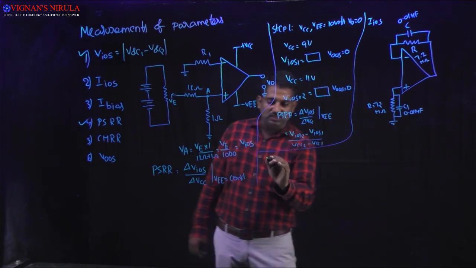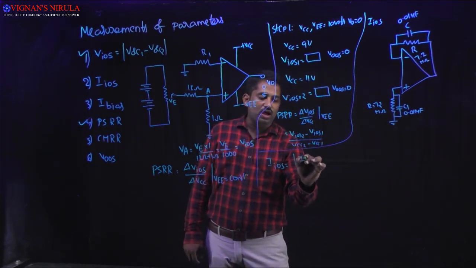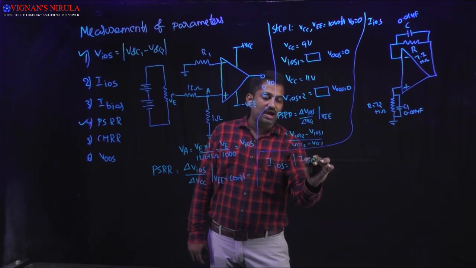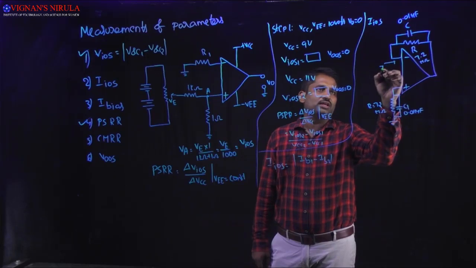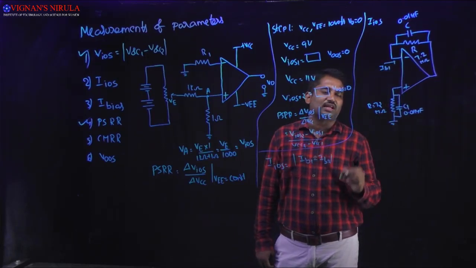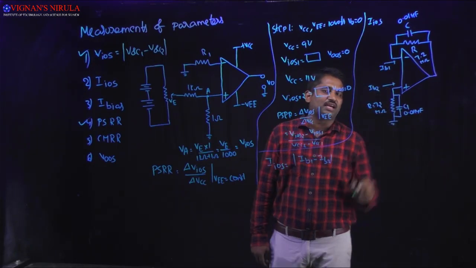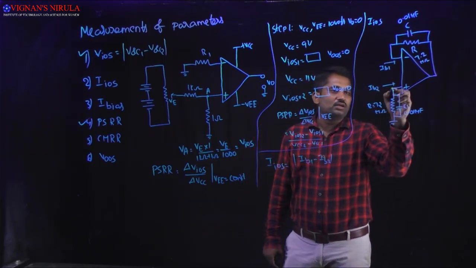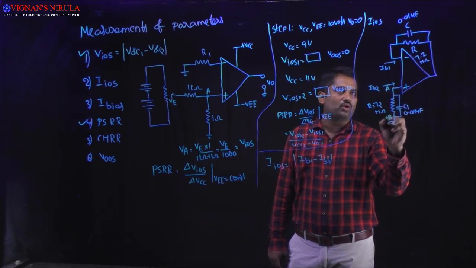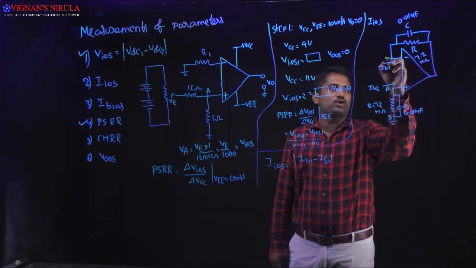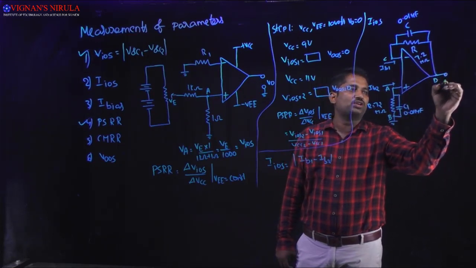Here I am representing IIOS equal to modulus of IB1 minus IB2. I consider the current passing through the inverting terminal as IB1 and the current passing through the non-inverting terminal as IB2. Here I take the node as A, here the node as B, here the node as C, and here the node as D.